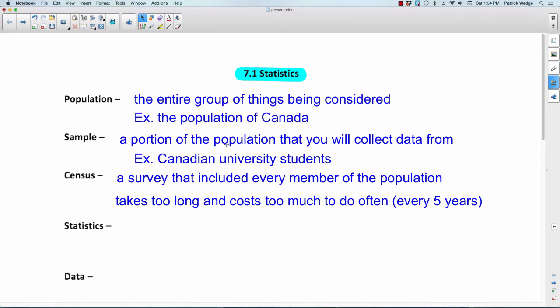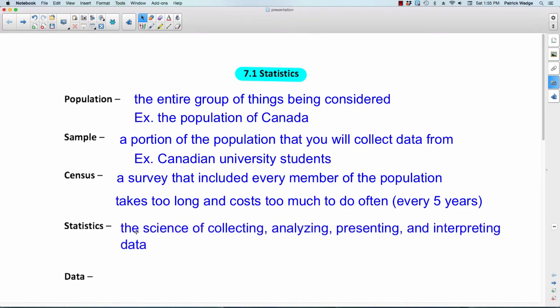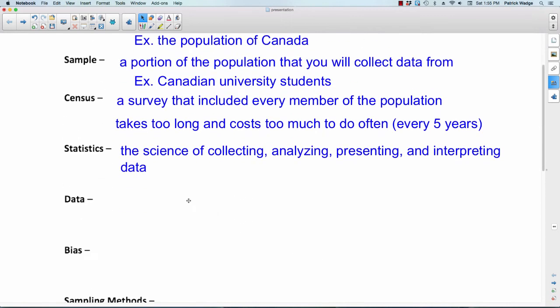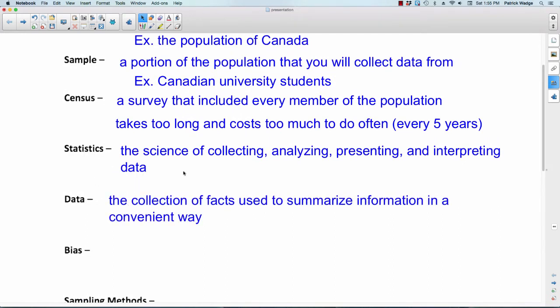Now, if you have a small population like King George students, maybe you could ask the whole population, the whole KG population. But oftentimes we need to take a smaller amount. And this is where statistics comes into play. Statistics is the science of collecting data, analyzing data, presenting data, and interpreting data. Okay, so I'll talk about that more in a second, but first let me explain what data is. Well, data is facts that are used to summarize information in a convenient way.